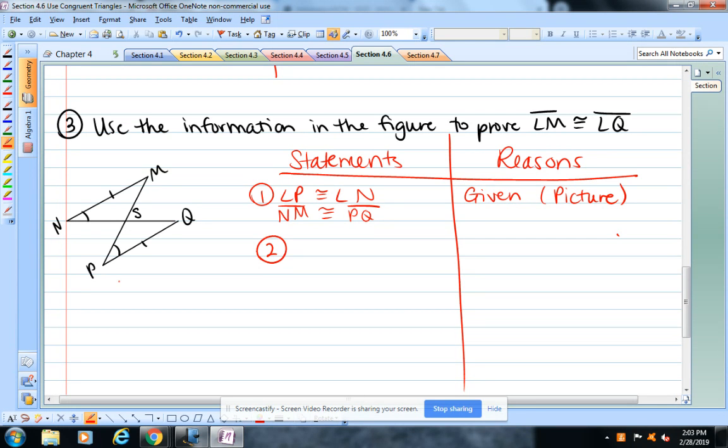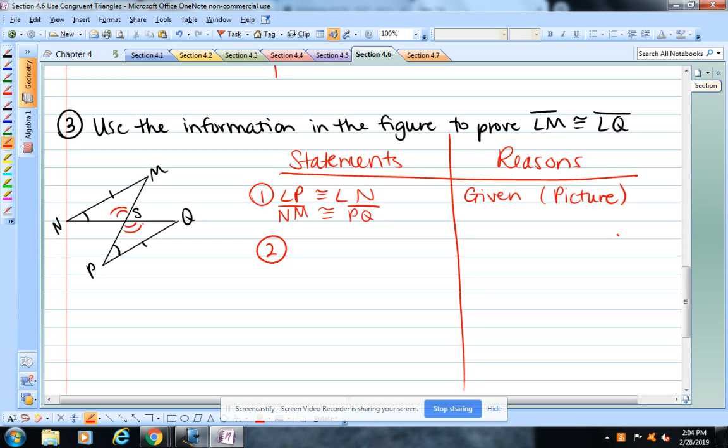Well, it's not congruent to itself, but this angle S up here is congruent to this angle S. There's two different angle S's. Y'all see that? Why can I say these two angle S's are congruent to each other? It's not the same angle. This is angle NSM, and this is angle PSQ. But why can I say they're congruent to each other?